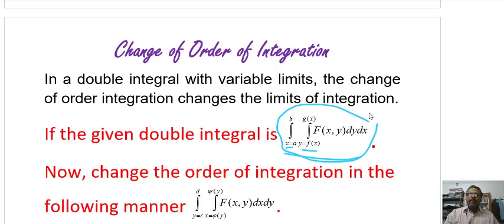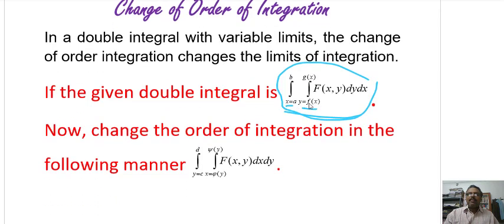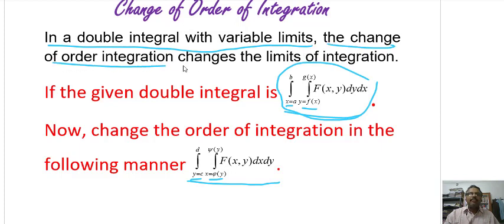Now change of order of integration is nothing but interchanging the two variables. Now first integrate with respect to x, then integrate with respect to y. For this purpose, change the x limits in terms of y, phi of y to psi of y, f of x, y dx dy. So in a double integral with variable limits, the change of order of integration changes the limits of integration.